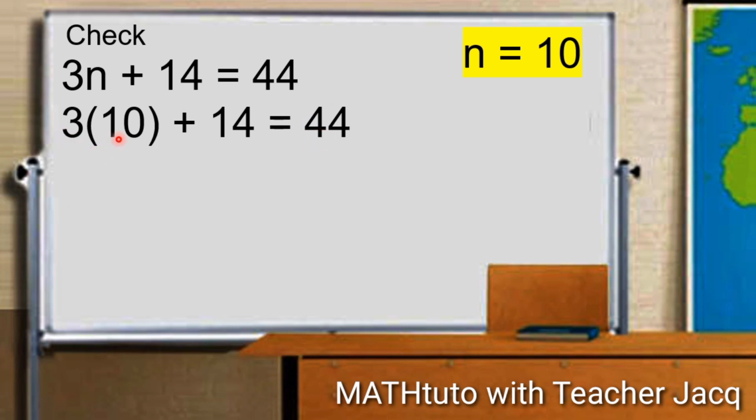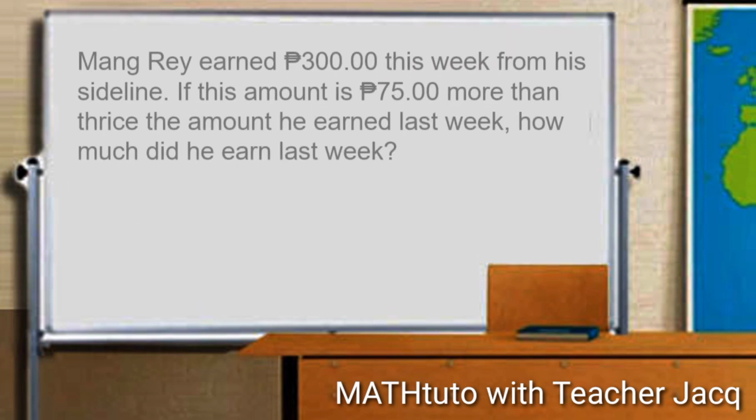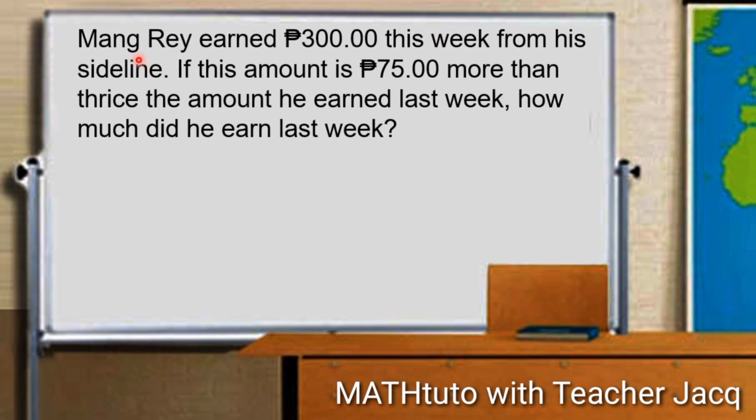So, 3 times 10 is 30 plus 14 equals 44. And then, 30 plus 14 is 44. So, meron tayong 44 is equals to 44. So, therefore, yung value ni n sa equation na 3n plus 14 is equals to 44 ay 10. Next, let's have our word problem.